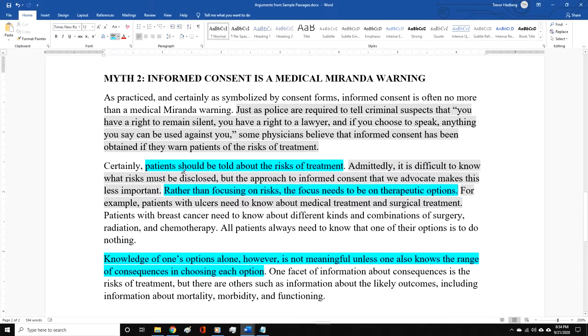There we go. So, first premise that we seem to have in this paragraph, patients should be told about the risks of treatment. Rather than focusing on the risks, though, the focus needs to be on therapeutic options. And there's an explanation here, what's an example of that. It looks like the next sentence is the same thing. Patients with breast cancer, that's another example, need to know different kinds of combinations of surgery. All patients need to know that one of their options is to do nothing.